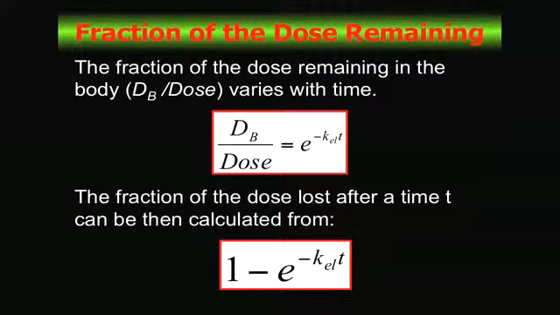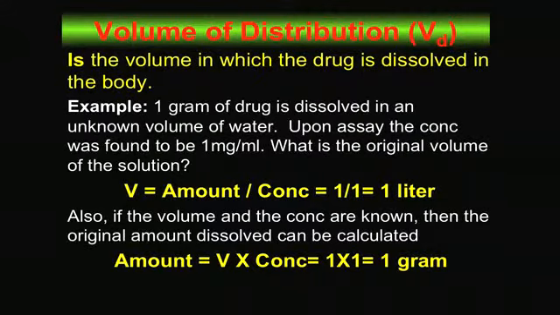The fraction of dose remaining is given by this mathematics there, where E is an exponential. So I can calculate the amount of drug in the body, and I can calculate how much dose is remaining in the body with time. I can also calculate the fraction of dose lost after a period of time, t, using the 1 minus E equation down the bottom. So there are lots of things I can calculate to figure out how much drug is in the body, how much is still there, and how much has already been lost.